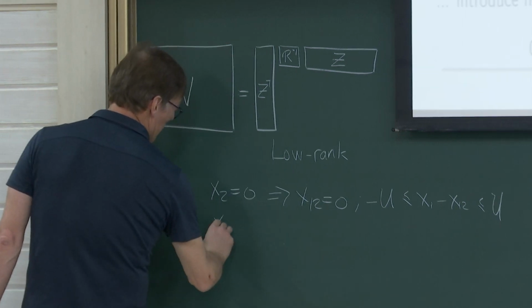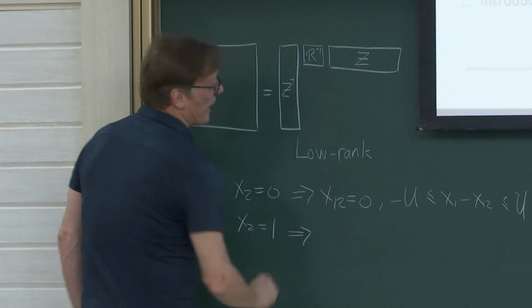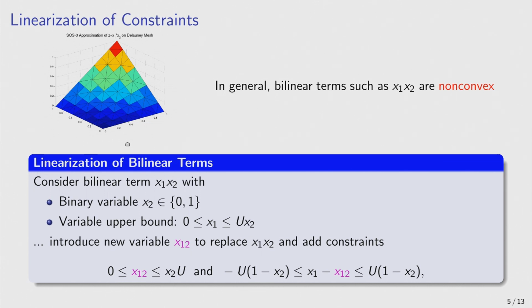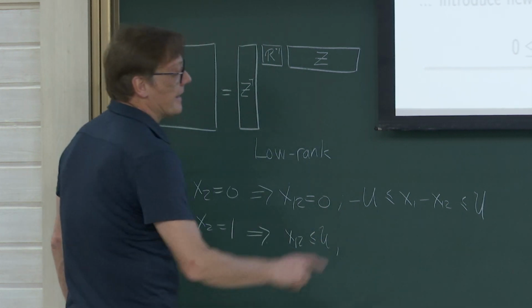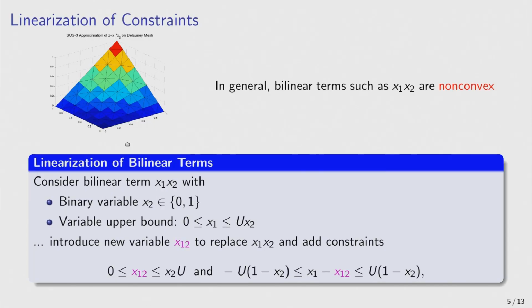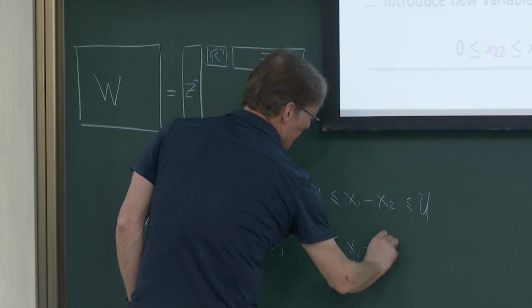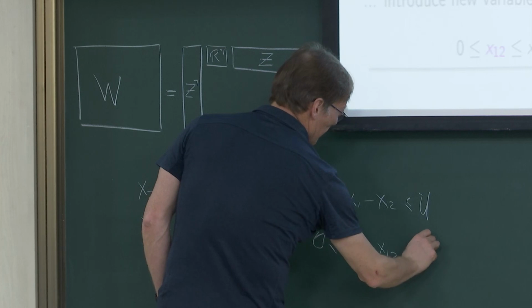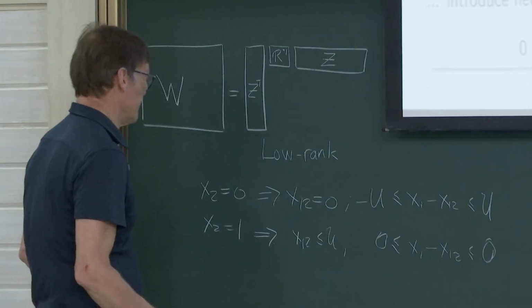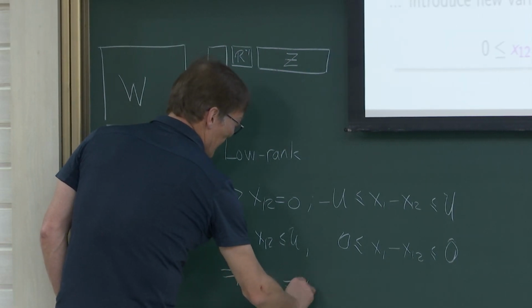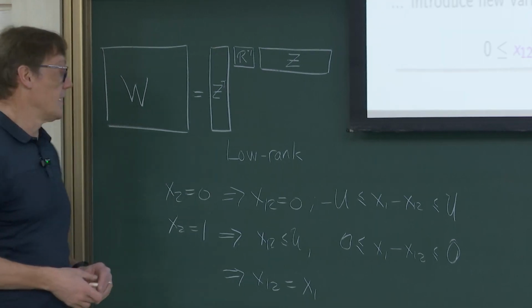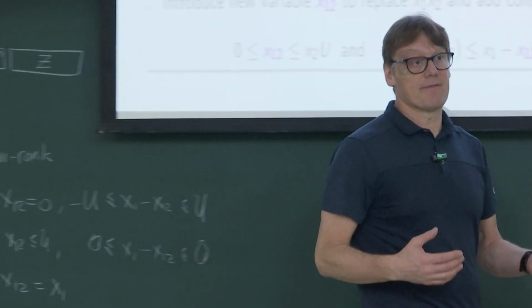And then the second case, there's only two cases, x2 is equal to 1. Then this first constraint is the inactive constraint, or the floppy constraint. So it just says x12 is less than or equal to u. And the second constraint now, if x2 is equal to 1, then I get 0 is less than or equal to x1 minus x12 is less than or equal to 0 on the right-hand side. And so I get out of that that x12 is equal to x1. And that's it. A very simple modeling trick, but very effective.